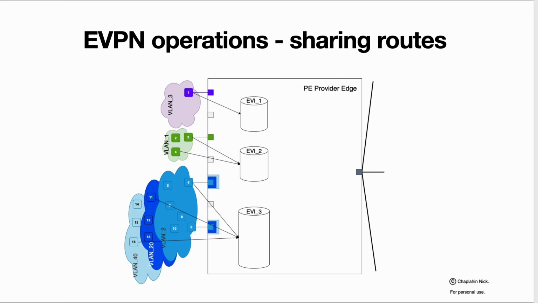So on each provider edge, for this particular VLAN 3, an EVPN instance should have ID 1. In reality, the ID is more complicated. You can read in the specifications how the route distinguisher and the EVPN instance ID are assigned. I won't stop here on that.